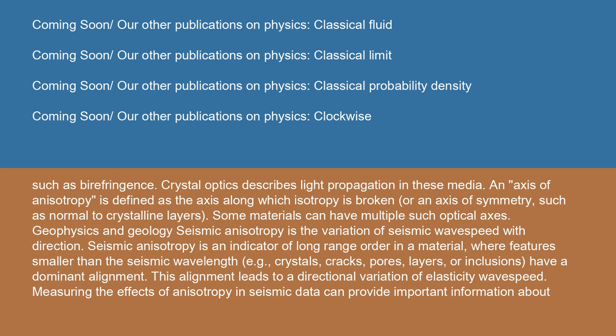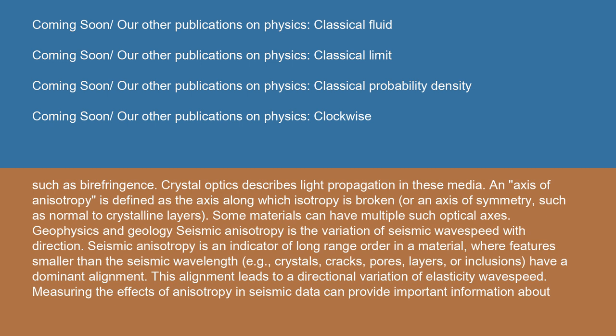Geophysics and geology: seismic anisotropy is the variation of seismic wave speed with direction. Seismic anisotropy is an indicator of long-range order in a material, where features smaller than the seismic wavelength, e.g., crystals, cracks, pores, layers, or inclusions, have a dominant alignment.